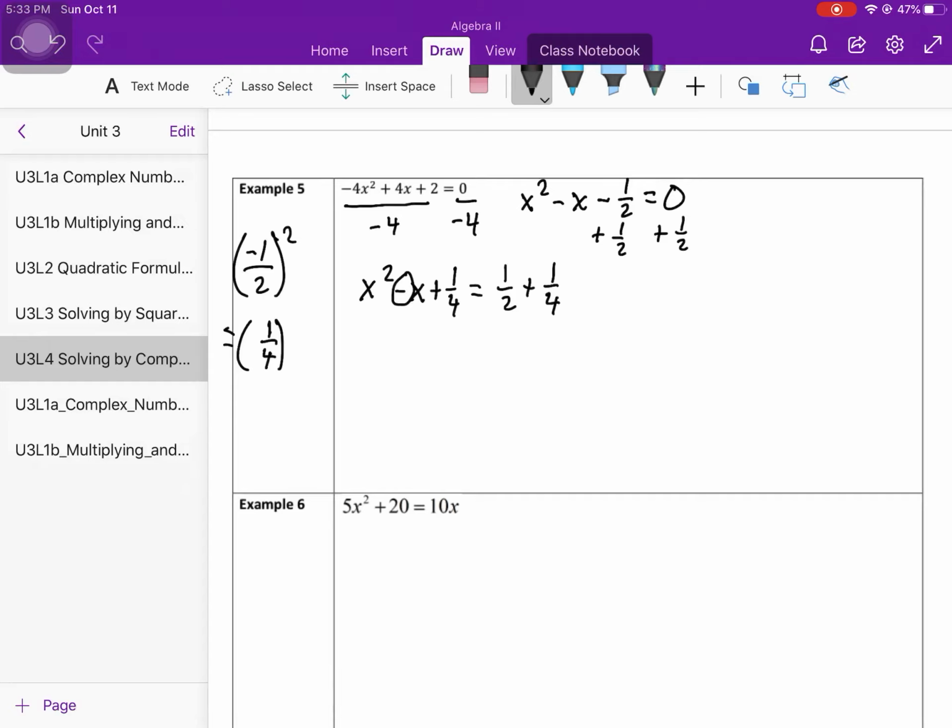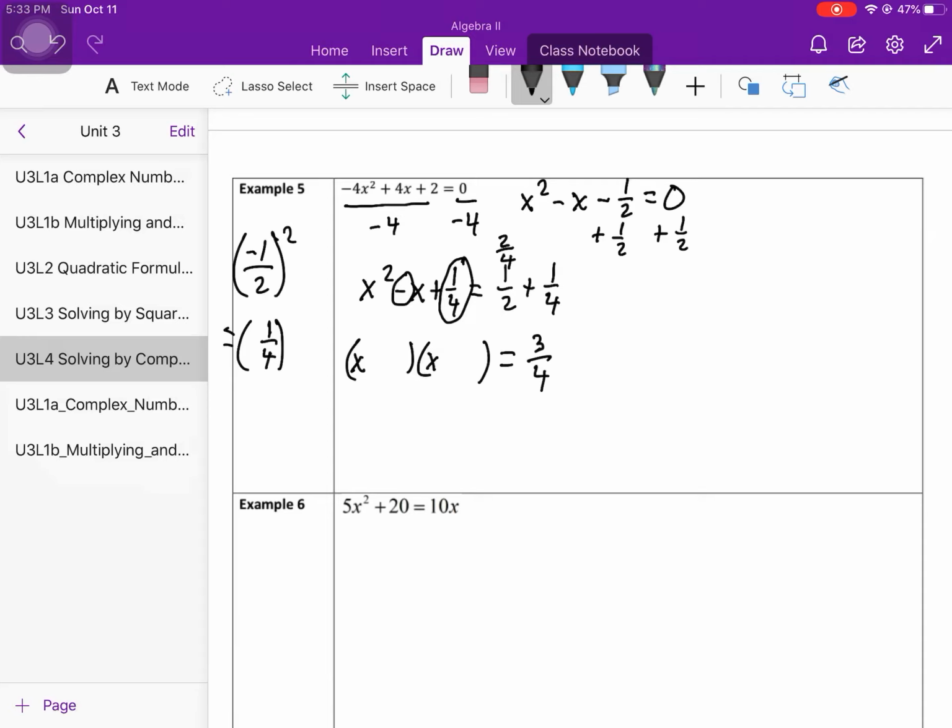Now this gets a little tricky because we're working with fractions. I understand that. So we need to do the double parenthesis because we're going to factor the left side. 1/2 plus 1/4. Well, 1/2 is the same as 2/4, and 2/4 plus 1/4 is 3/4. So we know it's x and x. Now the thing is, 1/4 actually is a perfect square.